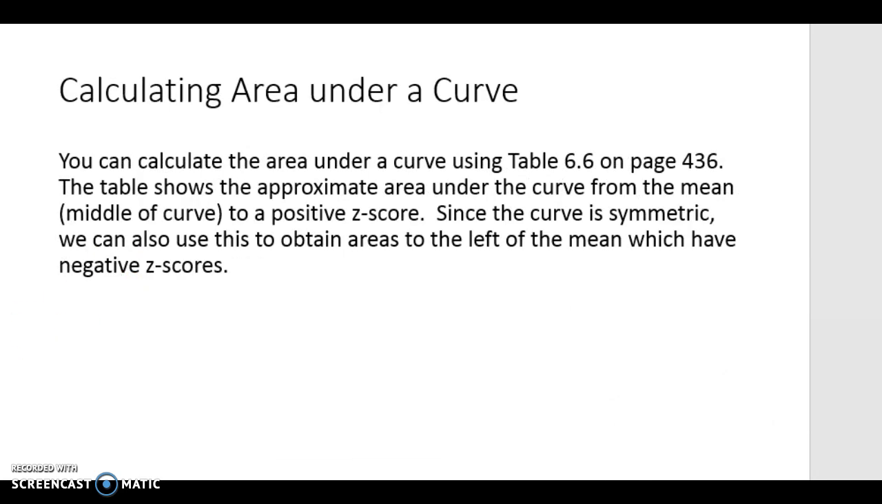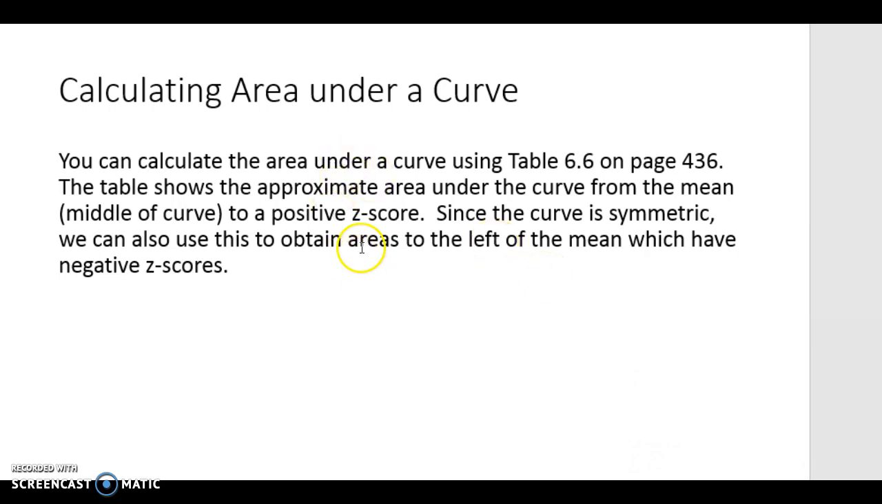Alright, and we can calculate the area under that curve, which, remember, is the same as the probability of whatever we're looking at, by using table 6.6 on page 436. Now, I will say there are different tables calculated different ways. A very common way to do it in statistics is to have a table that shows you the area under the curve from that z-score to the left. Some may do it from the z-score to the right. This table here actually calculates the area under the curve from the mean to the right.